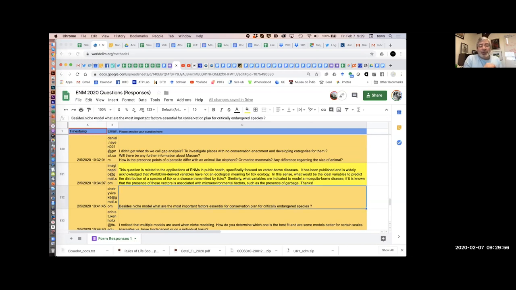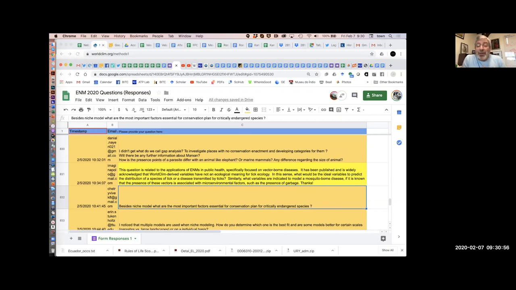Okay, there are some questions that kind of go beyond the point of this course. You know, besides niche models, what are the most important factors for conservation plans for critically endangered species? Well, for a critically endangered species, it may not be a question of suitability. It may be simply a question of numbers or of substrate. Which is to say, if there are, you know, five individuals left of a particular rhinoceros, you might just have to focus on preventing poaching. Or if a particular species is critically endangered because the last patch of its forest is being cut, then that has nothing to do with what a niche model can tell you. It simply has to do with preserving that bit of habitat.